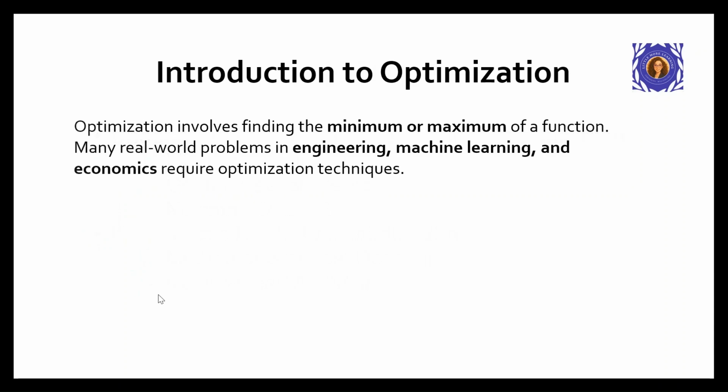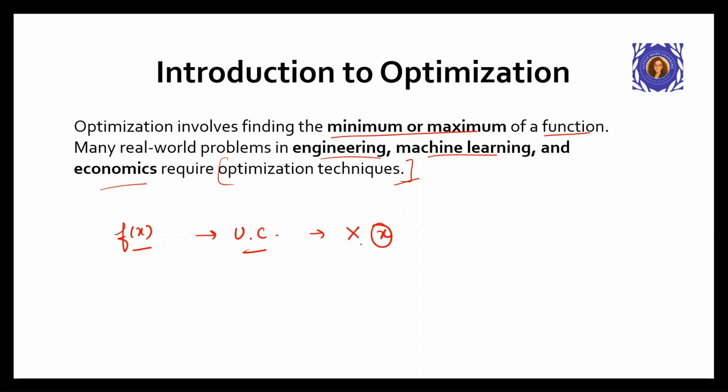Moving on to a quick introduction to optimization. So optimization involves finding the minimum or maximum of a function. Many real-world problems in engineering, machine learning, and economics require optimization techniques. Now let us understand it for a function f(x), where we can classify optimization methods into 2 subparts, unconstrained and constrained. For unconstrained, let's say UC, that means that there is no restriction on x.